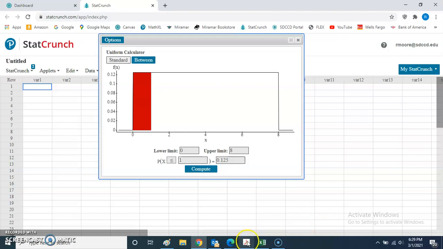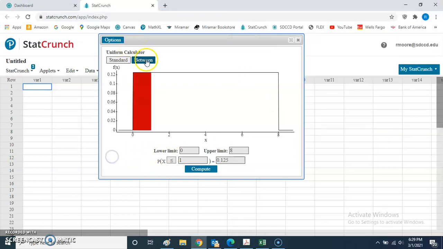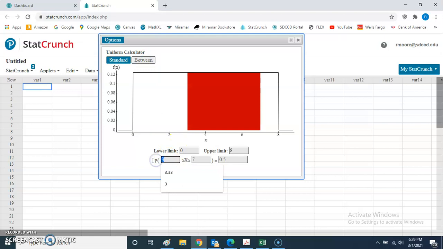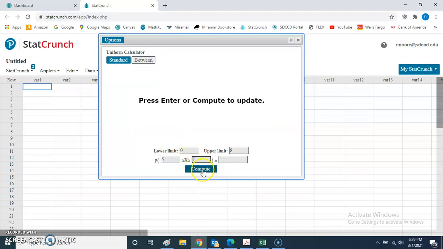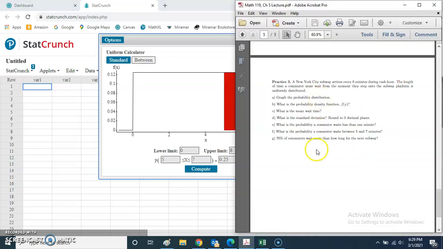Okay, the next one, probability that they're between 5 and 7. All right, we need that between. They're between 5 and, well, 7. Okay, perfect. Compute, and there we go. Between 5 and 7 turns out to be exactly 0.25. Okay, awesome. Then the very last question, it turns out it's another similar to a percentile, right?